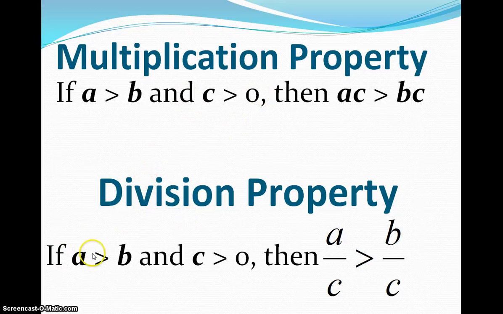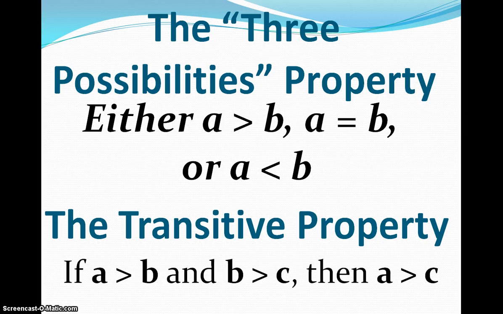Same thing with division. If A is greater than B and C is greater than 0, then A divided by C is greater than B divided by C. Same type of reason why it can't equal 0 and why it can't be negative. The 3 possibilities makes sense as you go through it: either A is greater than B, A is equal to B, or A is less than B. Basically, in any of these possibilities, a number is either greater than another number, equal to it, or less than it.